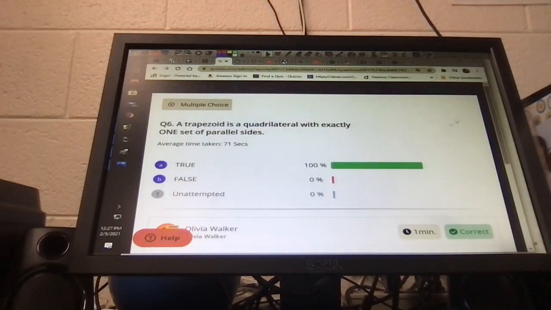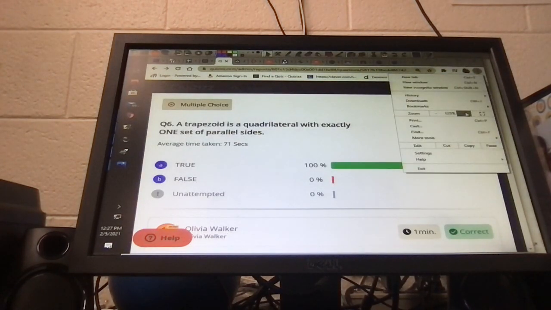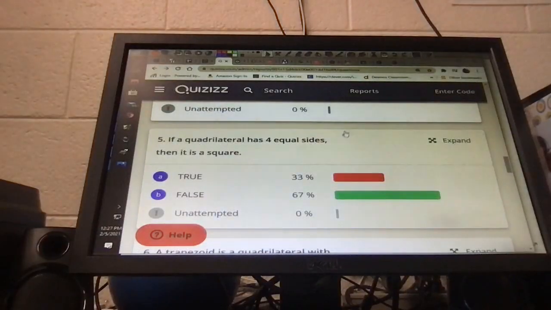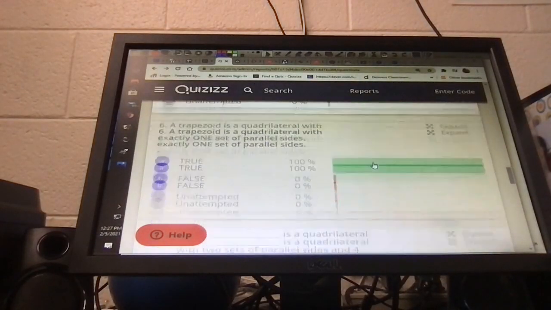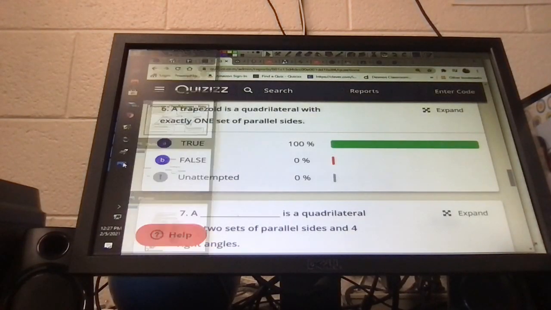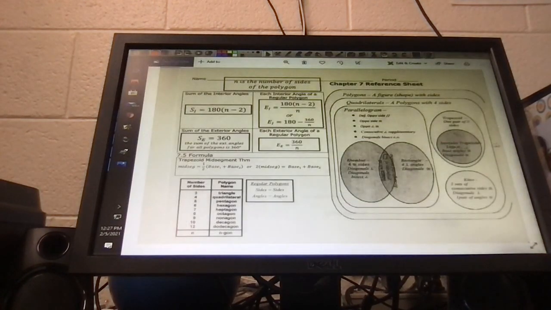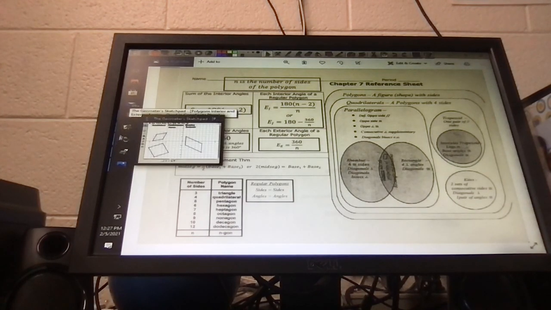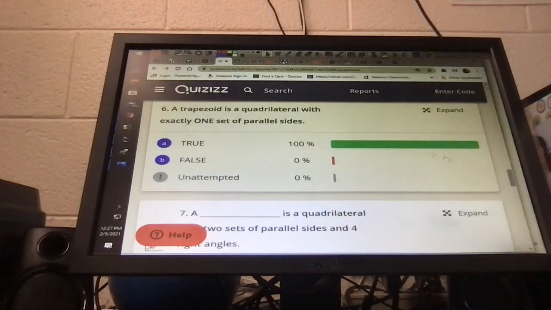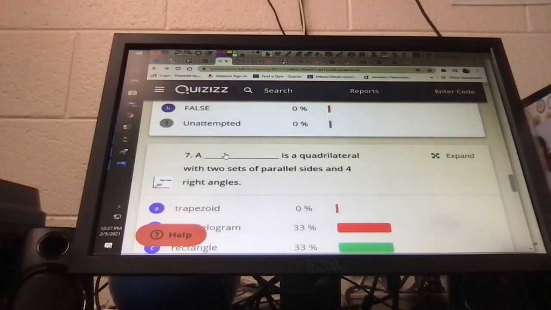Trapezoid, exactly 1 pair of parallel sides. That is true. That is the definition of trapezoid. Okay, and again, if you have this, it actually has it right here, 1 pair of parallel sides, right here in your little trapezoid bubble. Okay. A blank is a quadrilateral with 2 sides of parallel.